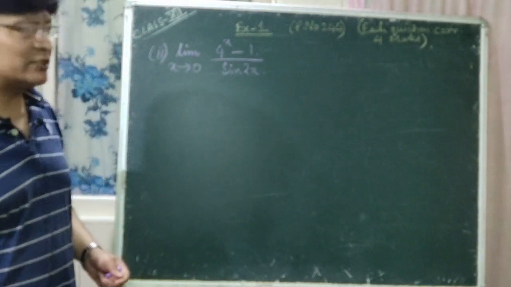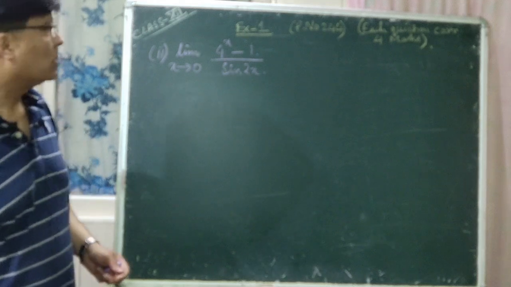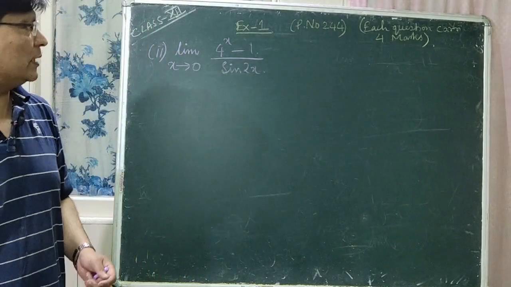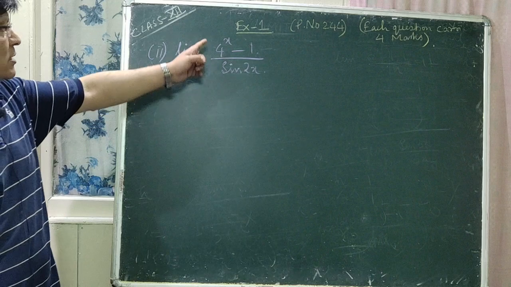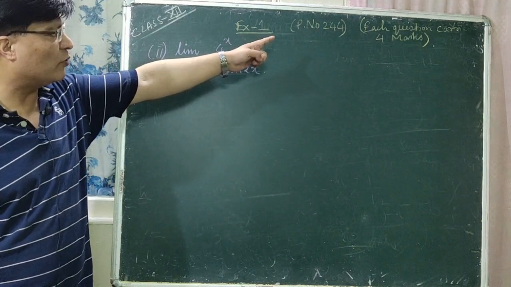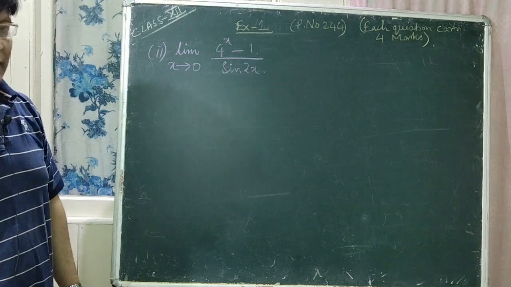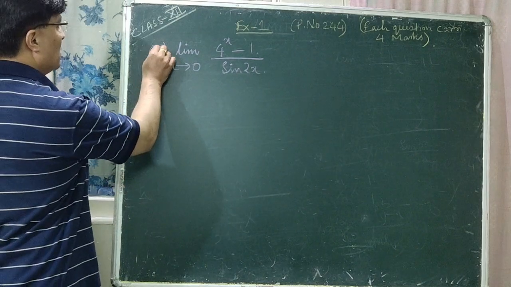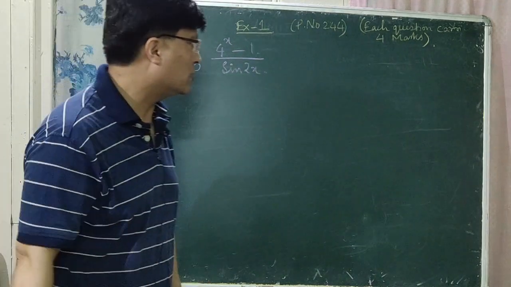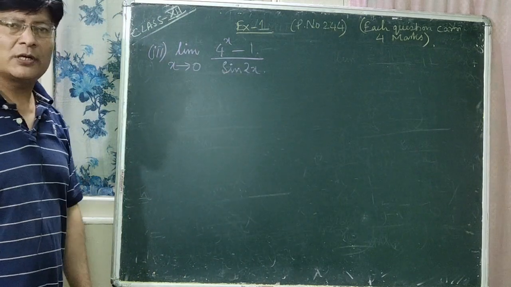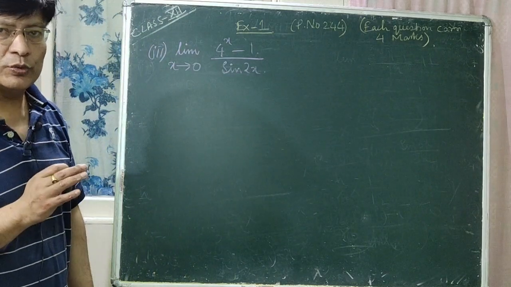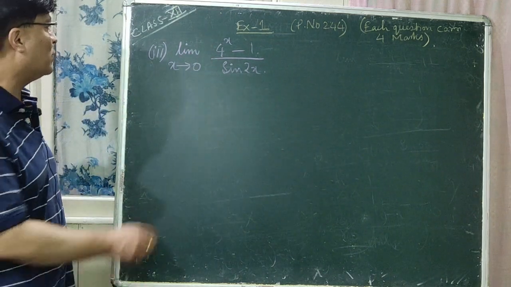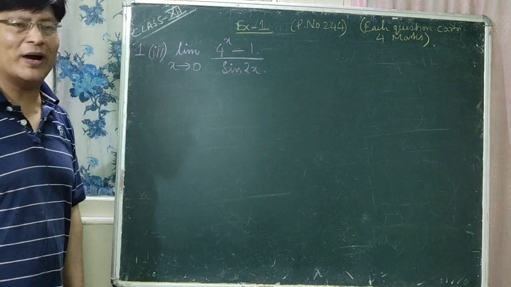So today we'll do the limit chapter, that is from the calculus portion. In the last online class also we were doing the same chapter, that is limit. Today we are doing the same exercise, that is exercise 1, page number 244, and each question carries 4 marks. In the last online class we did question number 2 of question number 1 from the section where each question carries 4 marks. So today we'll do question number 1, number 3.